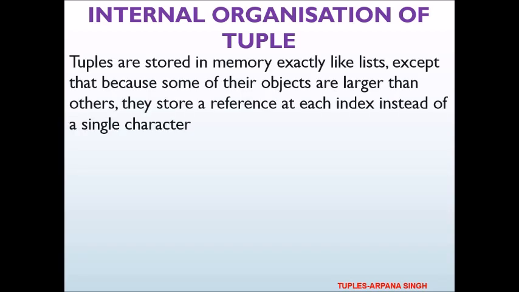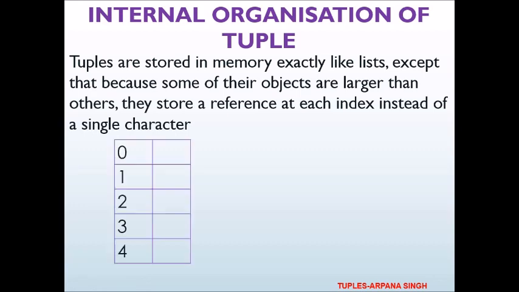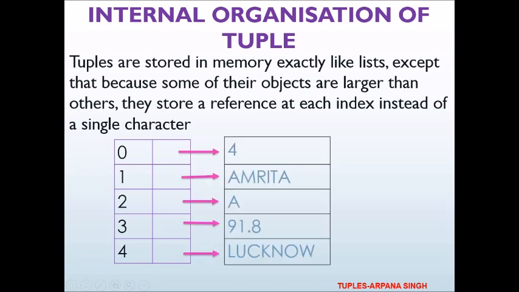How are the elements organized in the tuple? In tuples, the elements are stored exactly like a list and strings also. So they have index numbers to refer to the elements of the tuple. These are 0, 1, 2, 3, 4 and so on. Suppose there is a tuple 4, Amrita, A, 91.8, Lucknow, then the first value is at index 0, the second value at index 1, the third value at index 2, the fourth value at index 3, the fifth value at index 4. This is how internally the tuple elements are stored.